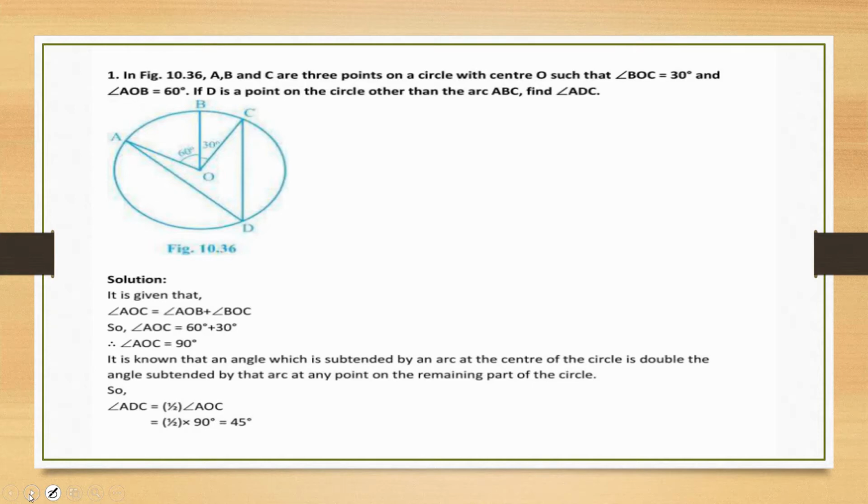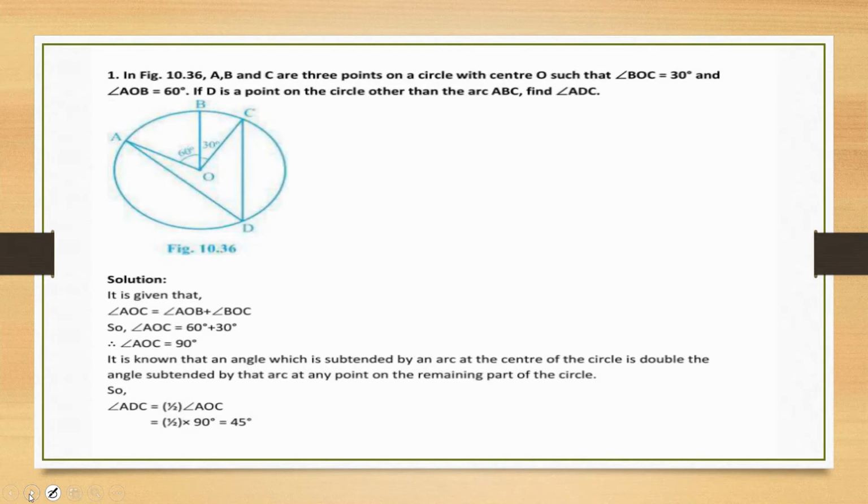See the solution. It is given that angle AOC equal to angle AOB plus angle BOC. So, taking the values of angle AOB and angle BOC from the question, angle AOC is equal to 60 degree plus 30 degree, which gives angle AOC to be 90 degree.